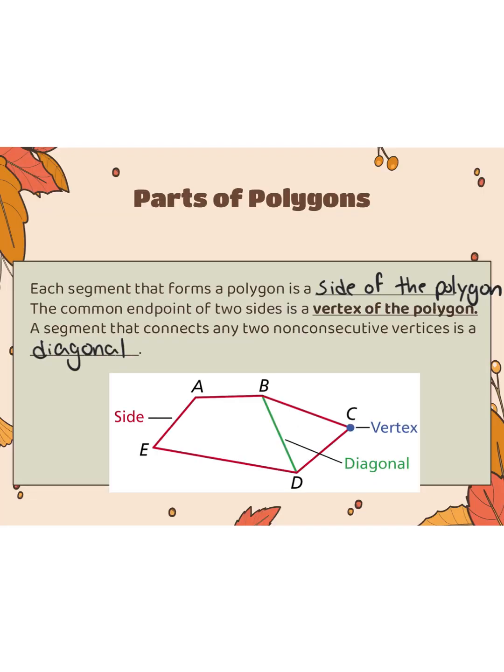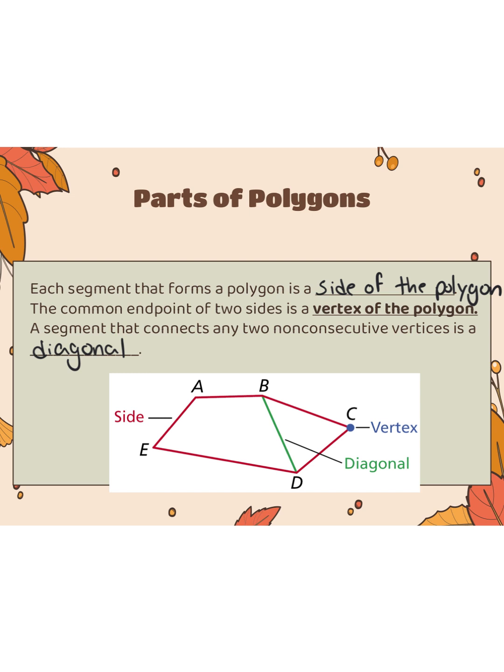So the parts of the polygon. Each segment that forms a polygon is a side of the polygon. The common endpoint of two sides is a vertex of the polygon, and the segment that connects any two non-consecutive vertices is a diagonal. So we have the diagram label.